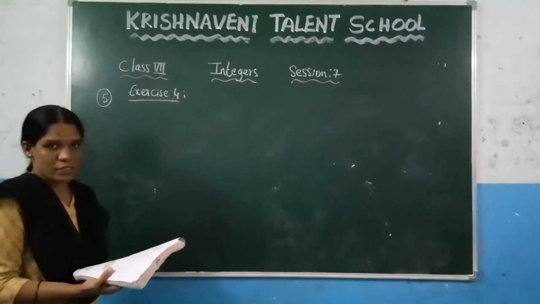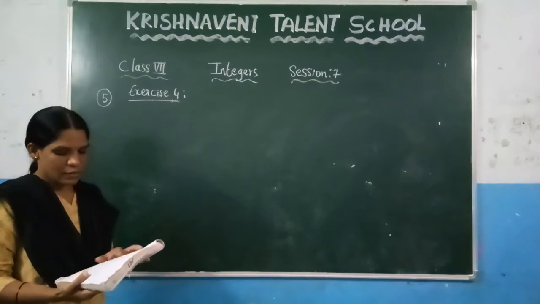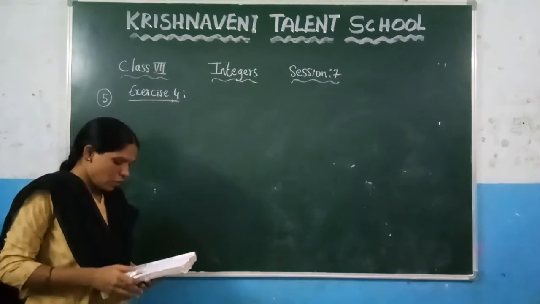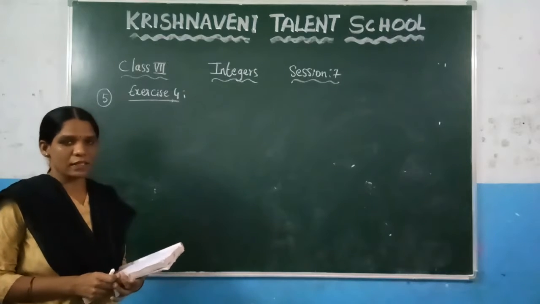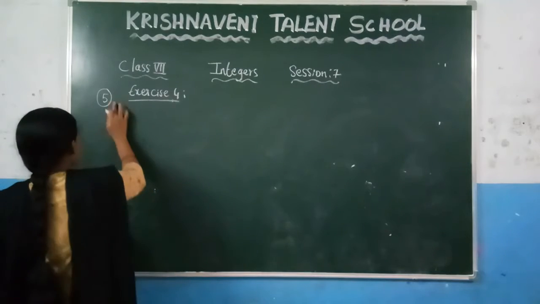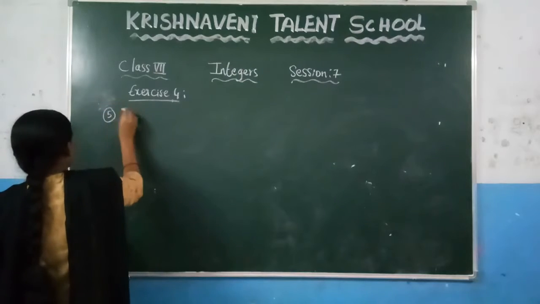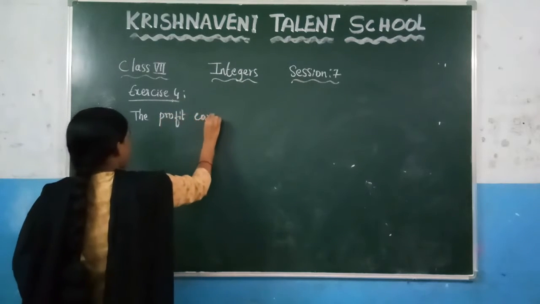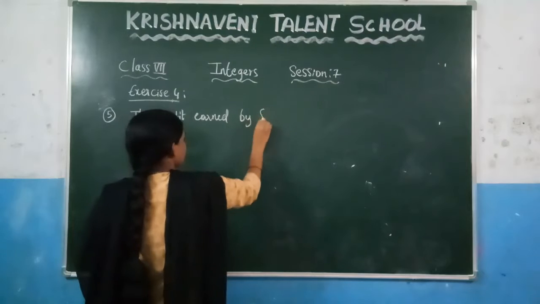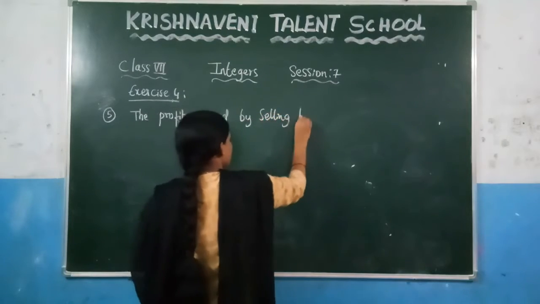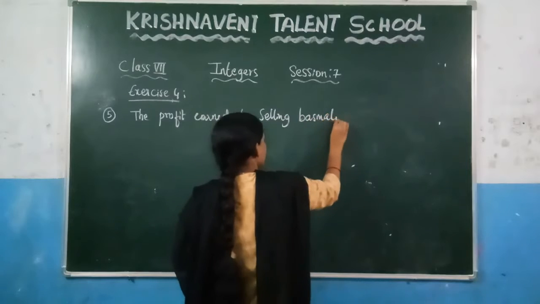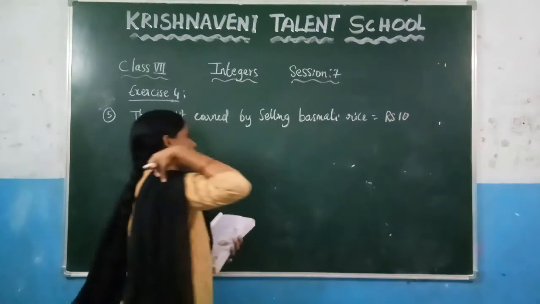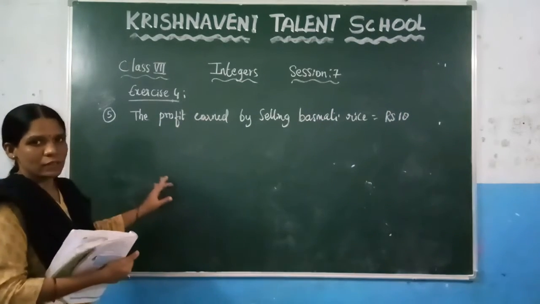So here what the question says: a merchant on selling rice earns a profit of 10 rupees per kg of basmati rice. That means for 1 kg of basmati rice, how much profit is he earning? 10 rupees. So write it here, the profit earned by selling basmati rice. How much profit did he get after selling basmati rice?